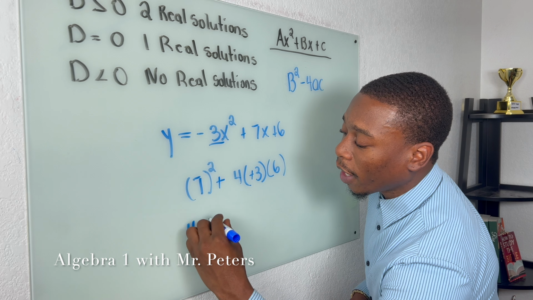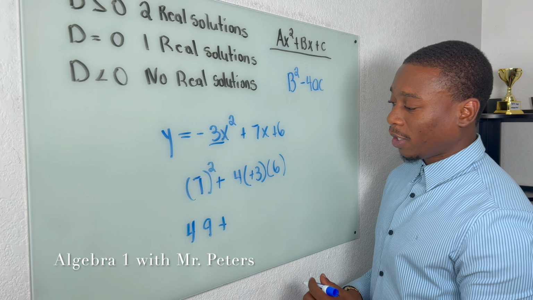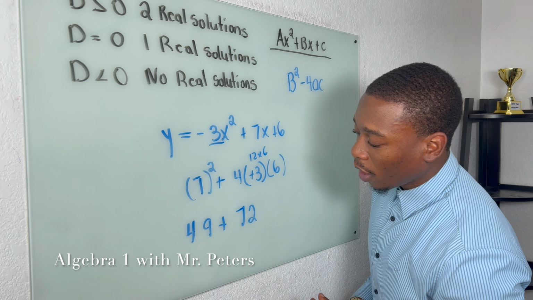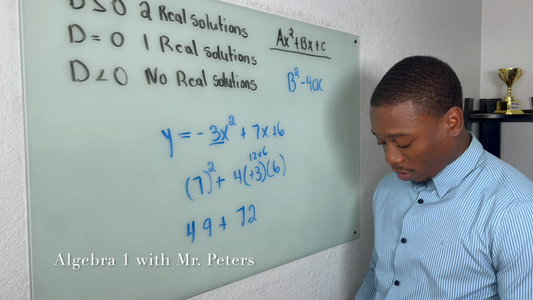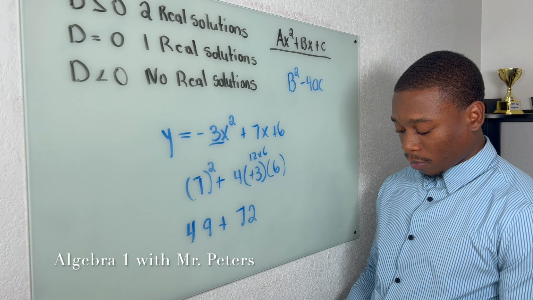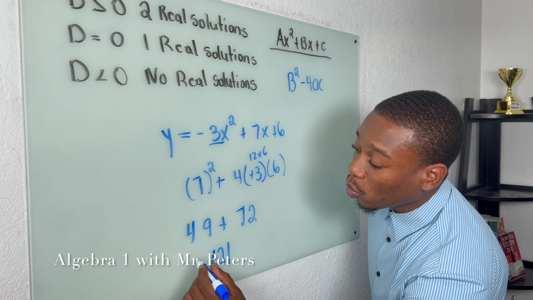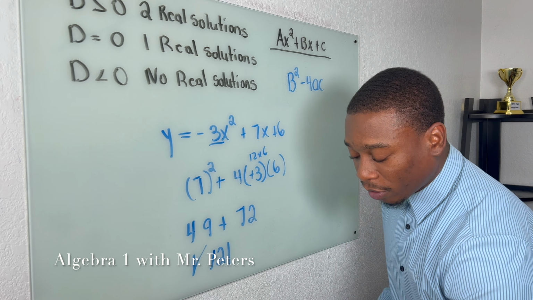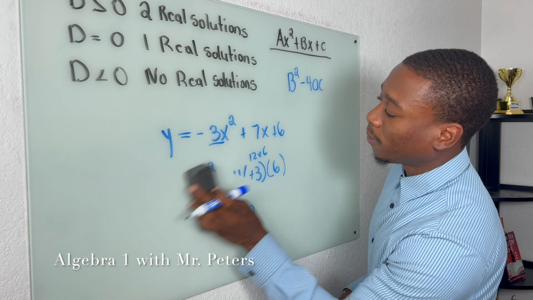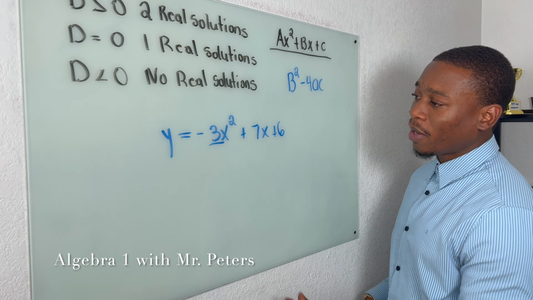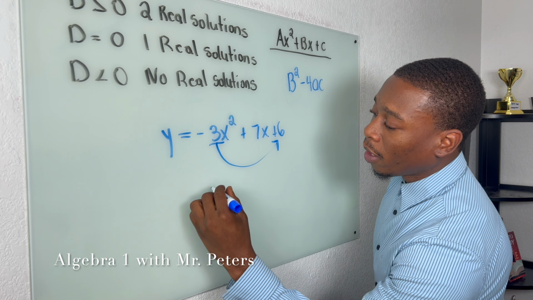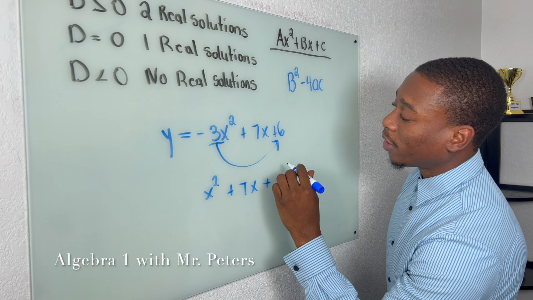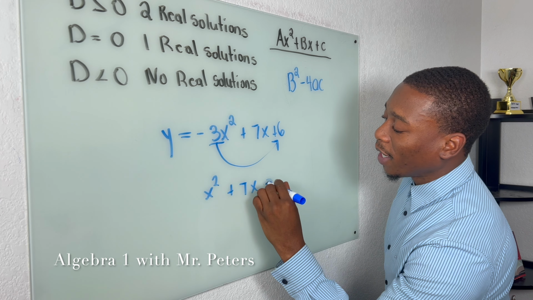So essentially, we're going to have 49 plus, let's see, 12 times 6, plus 72. And when we simplify this, let's grab the calculator real quick. We're going to get 121 as an answer. So that means we're going to have 2 real solutions. And if I factor this real quick, let's just play around with this. Let's say I use the slip and slide method and I multiplied A times C. I would have x squared plus 7x, oops, not plus, but minus 18.